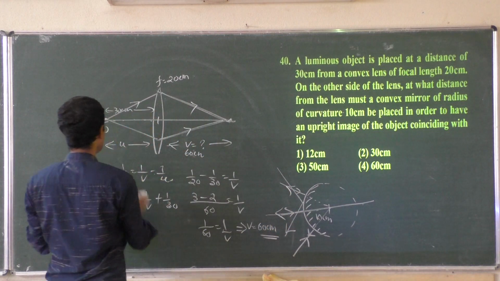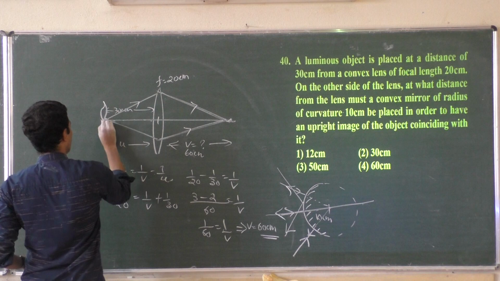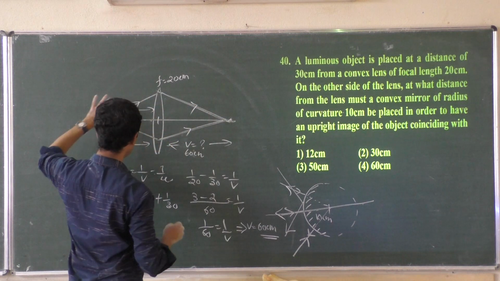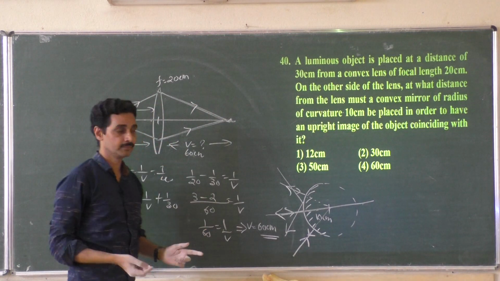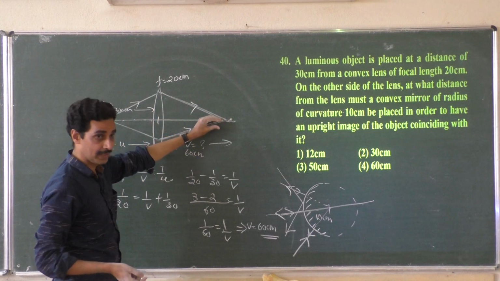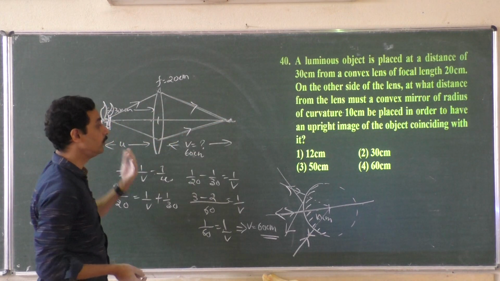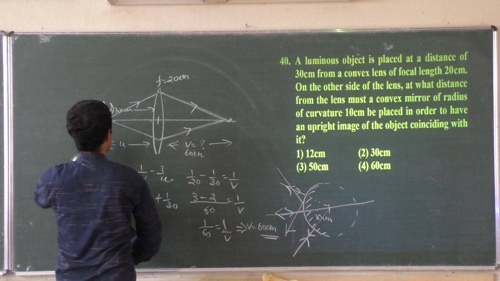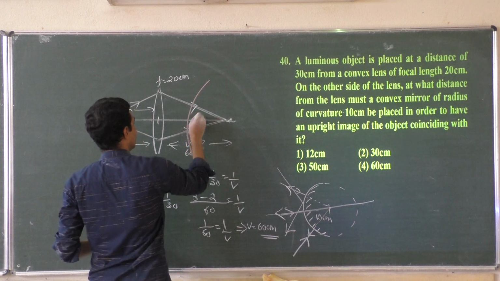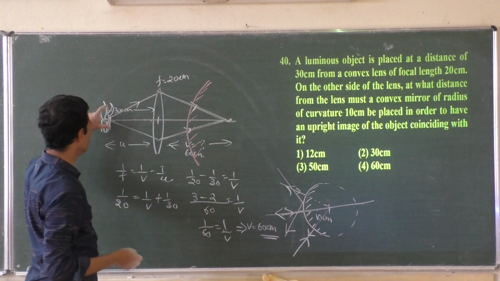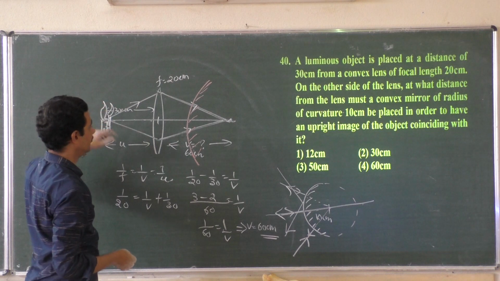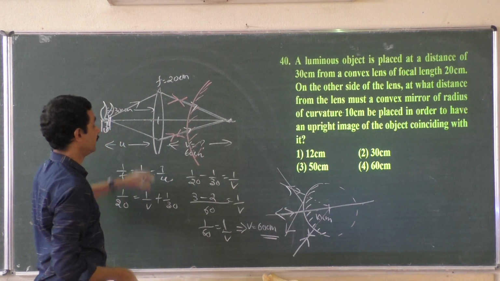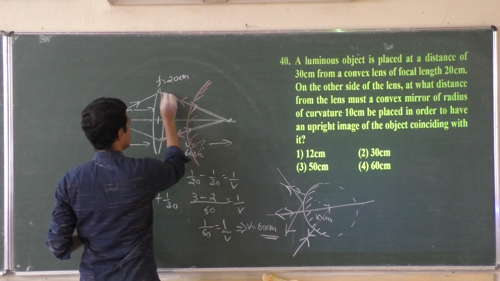Now they say that you should get an upright image of this object here only. Why? Because the rays which are about to form the image must be reflected back in the same path. These rays which are about to form the image should be reflected back. Now who will do that? A convex mirror. Where you have to place the convex mirror so that you will get the image at the same place as if the object is present. Then these rays have to be sent back in the same path but in the opposite direction.